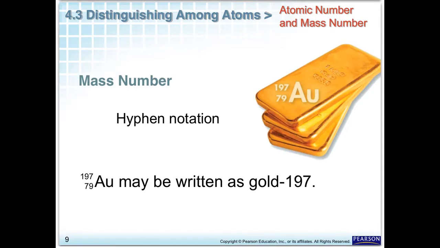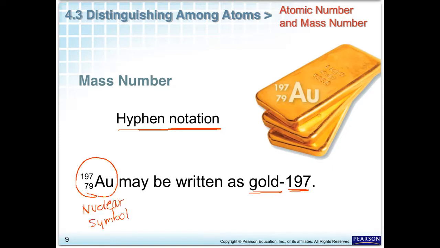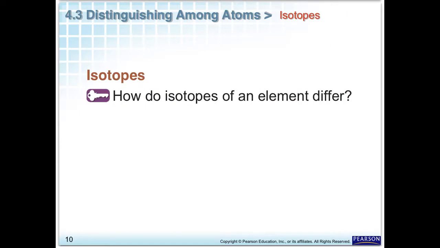Another way to write and indicate the mass number is through what's called the hyphen notation. So typically it's written as the name of the element with a dash or a hyphen and just the mass number. So while this was the nuclear symbol notation, this is considered to be the hyphen notation, both indicating the same element with the same mass number.